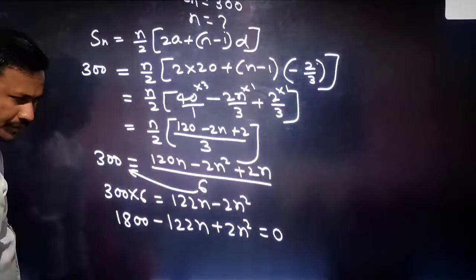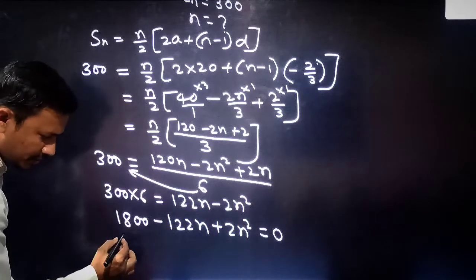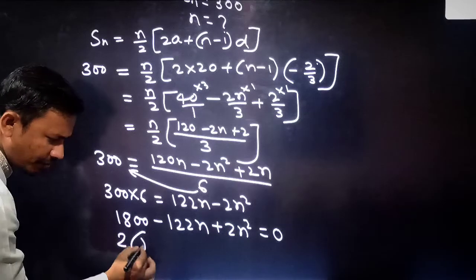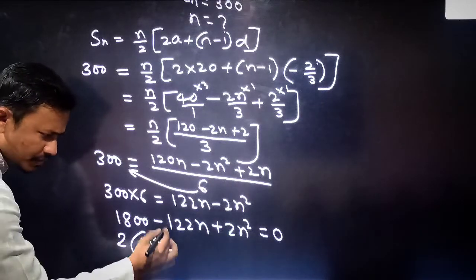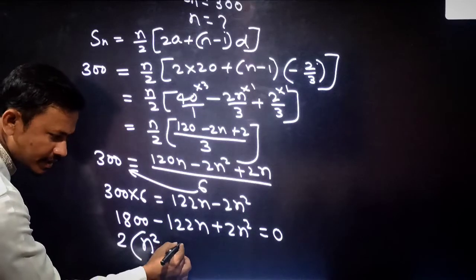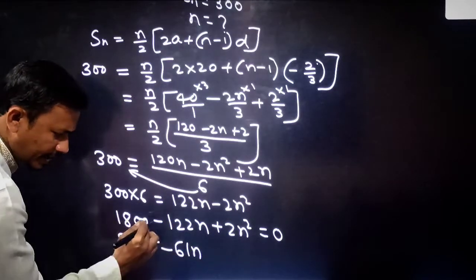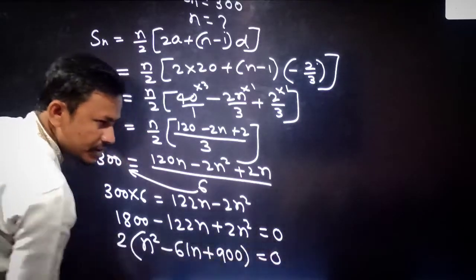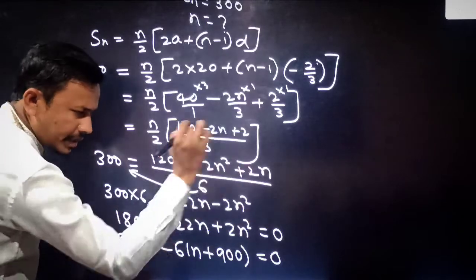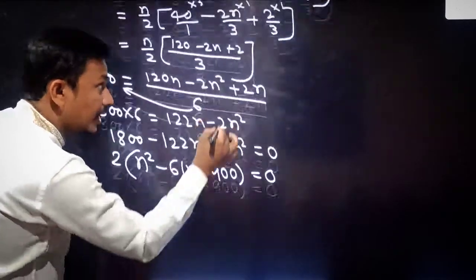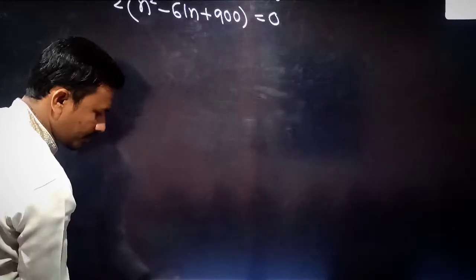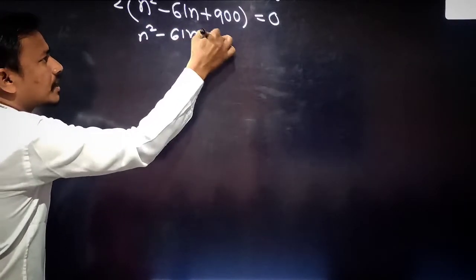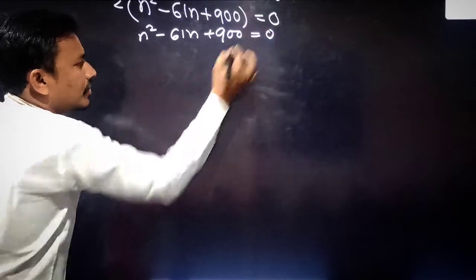Divide throughout by 2 or take 2 as common. After taking 2 as common, 2n square it will become n square, minus 122 half, 61n, 1800 half, 900 is equal to 0. Into 2 it will become divided by 2. Therefore, what is the equation here? n square minus 61n plus 900 is equal to 0.